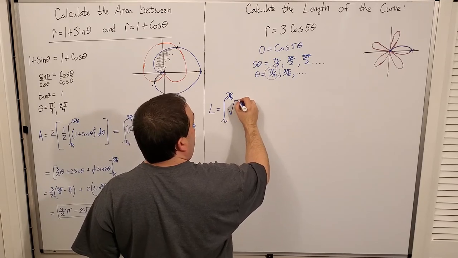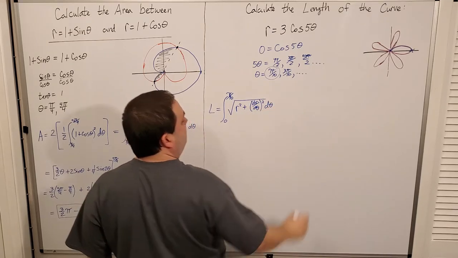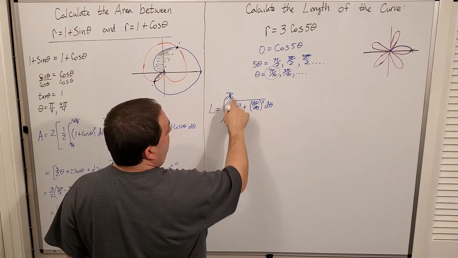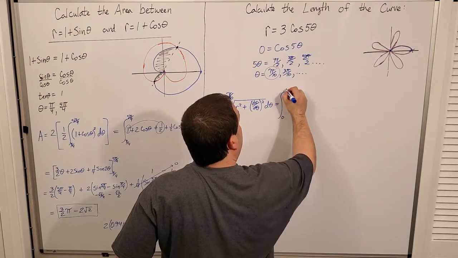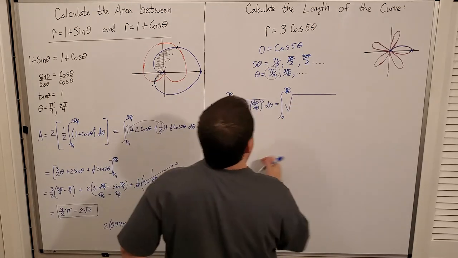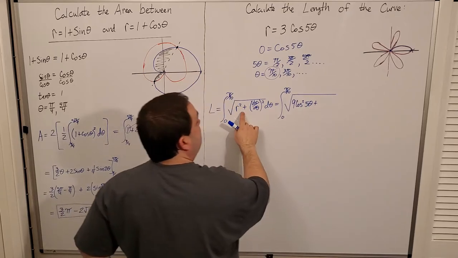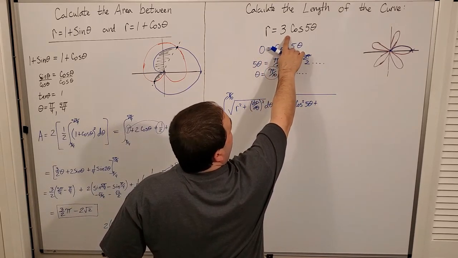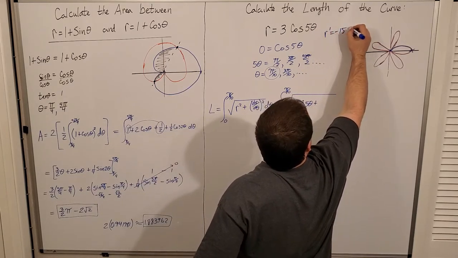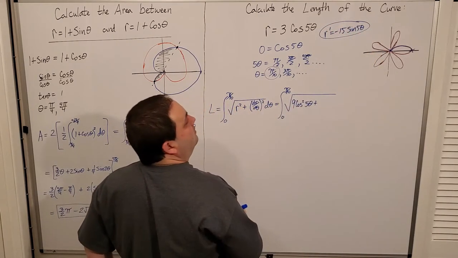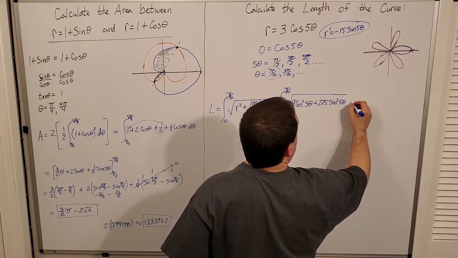So remember what that is: the square root of r squared plus dr d theta squared, d theta, right? That's my formula, theta 1 to theta 2. That's the formula that we're using here. So this becomes the integral from 0 to pi over 10 of the square root of r squared, that's 9 cosine squared 5 theta, plus the derivative of r with respect to theta. Well, r prime here is just negative 15 sine 5 theta, right? So if I square that, I get 225 sine squared 5 theta. And then the whole thing's with d theta.